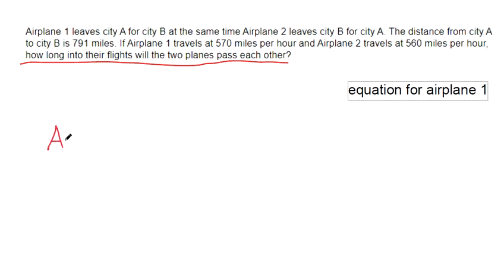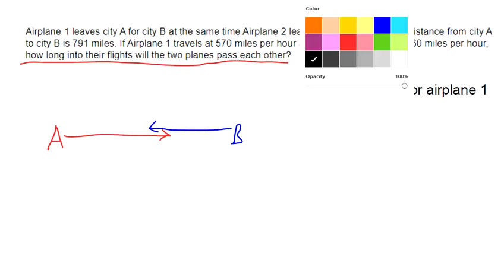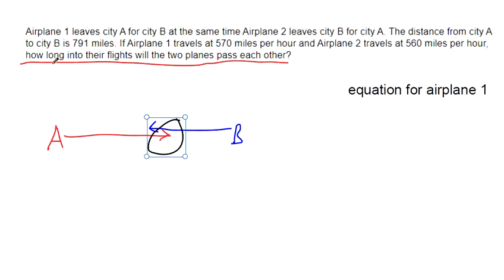So airplane 1 is going towards city B. And then with a different color, we have an airplane number 2 that's going towards city A. So at some point they're going to cross here. We're asked how long, what's the time when they cross? Okay, how long does it take until they cross each other?